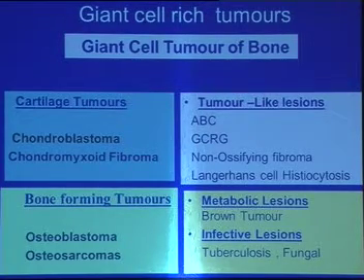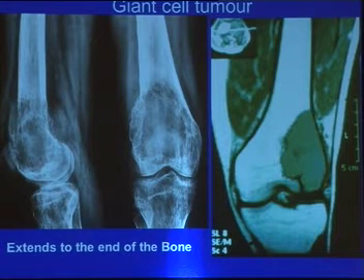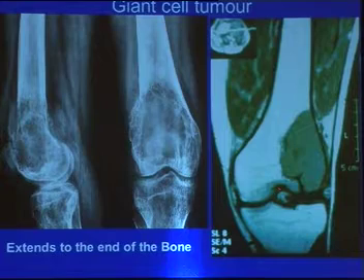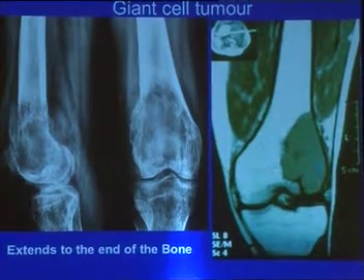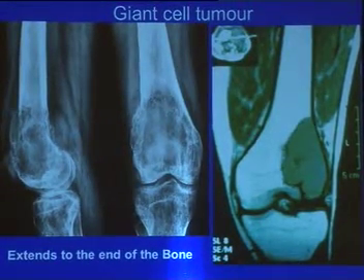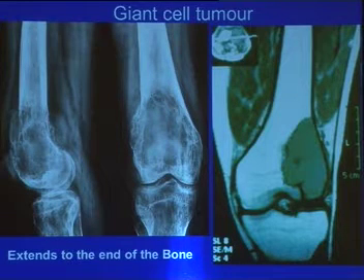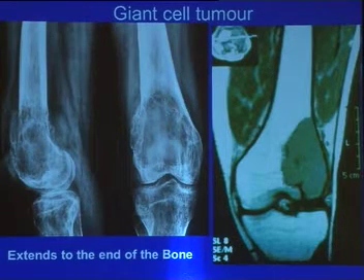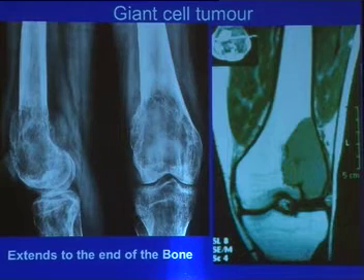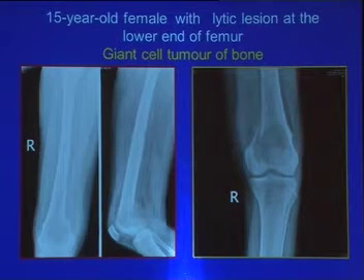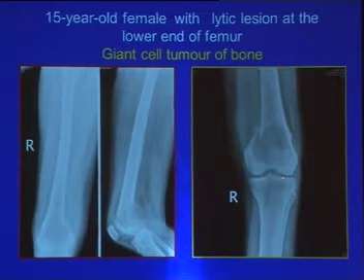Okay, true giant cell tumor extends, radiologically it extends to the end of the bone, and that's a feature which I use to say that, well, this is likely to be a giant cell tumor. We often see large lesions which have gone into the soft tissue. And another example to show a giant cell tumor extending to the end of the bone.